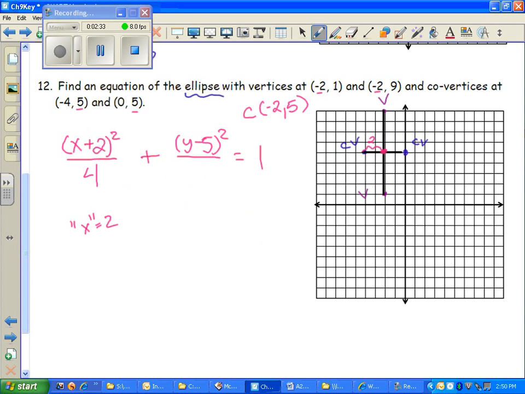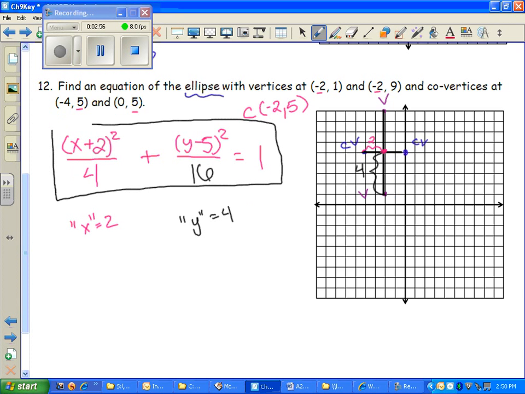And then we look at our graph again, and then we find out how far did we move vertically for my vertices. So that's 1, 2, 3, 4 is the distance there. So my y, my vertical change, was 4. And then I square that for underneath the y part of the equation. So this is the format for my equation for this ellipse.